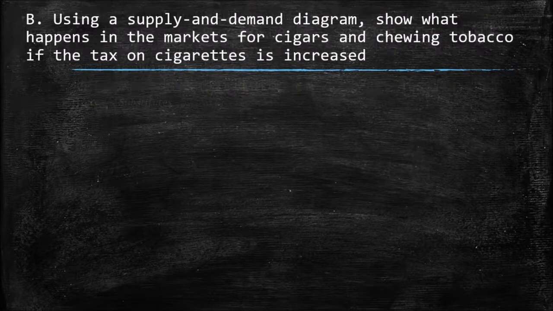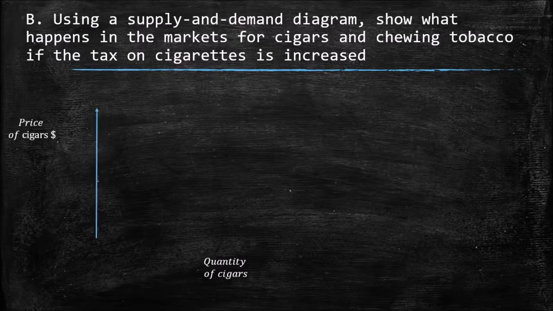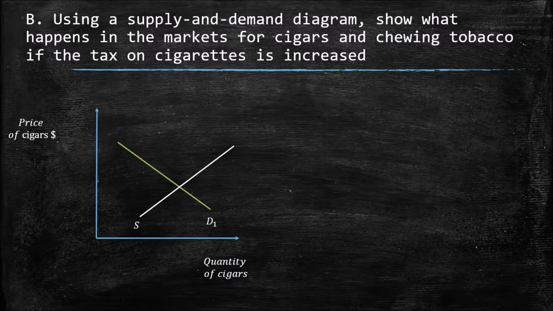Okay. So B, using a supply and demand diagram, show what happens in the markets for cigars and chewing tobacco if the tax on cigarettes is increased. So now here we are in the cigars market. Here we have the quantities and the price. This is the demand and the supply. These are the equilibrium prices and quantities.